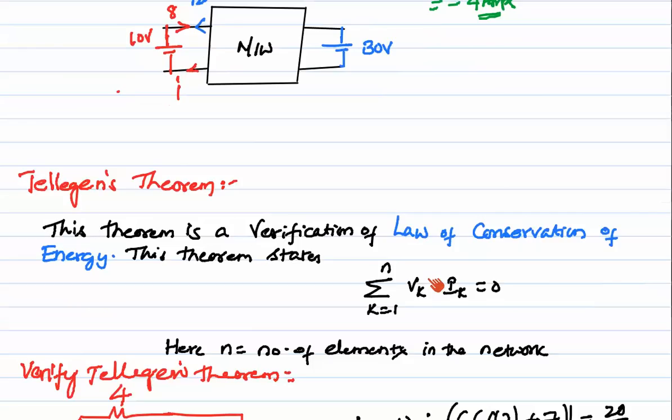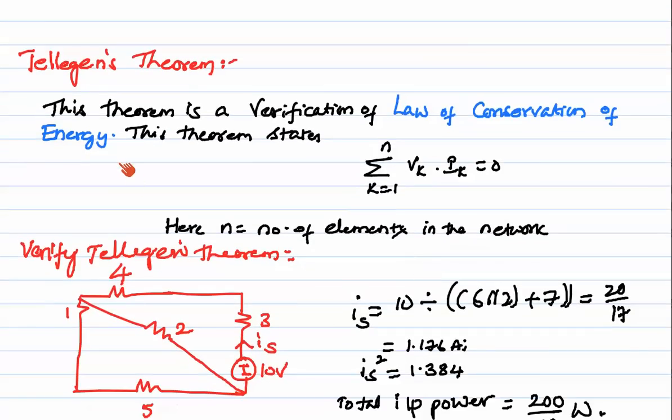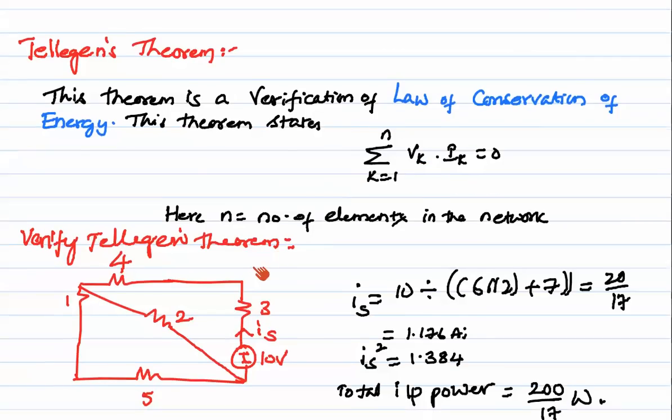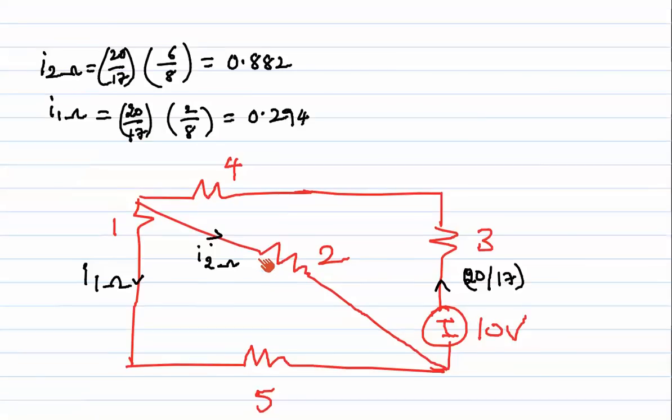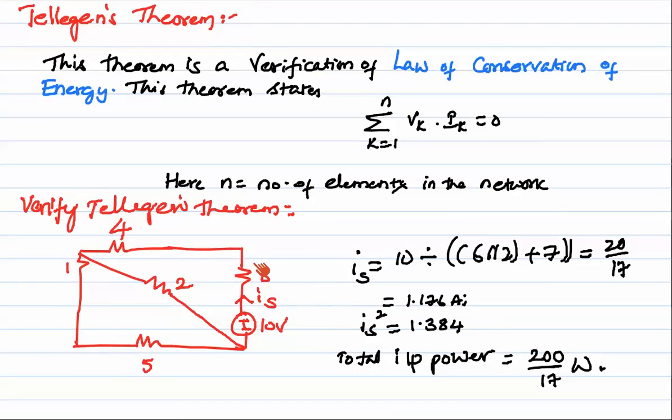Okay, and next, Tellegen's theorem. Tellegen's theorem states, as a verification of the law of conservation of energy, that the algebraic sum of the powers in a network or circuit is going to be 0. Okay, so verify Tellegen's theorem here. This is a problem which we have discussed earlier in the reciprocity theorem. So now what we will do is find the value of IS here.